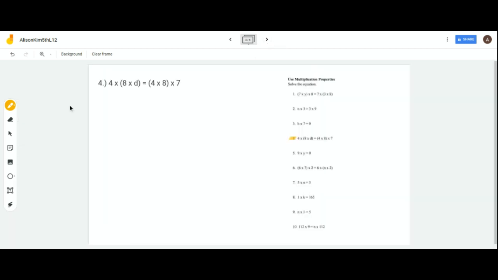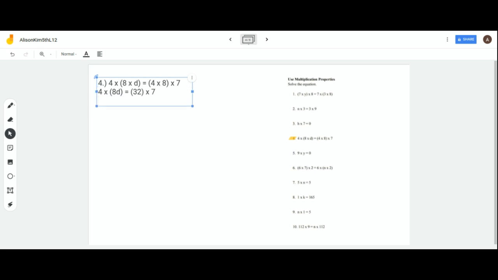Now let's move on to using multiplication properties. We're going to do number 4 together. I tried to choose a hard one for this, or a long one. So it wants us to solve the equation. Since we learned that PEMDAS is first, let's see PEMDAS, right? Okay. So we get 4 times, what's 8 times d? Just 8d, right? So we put 8d equals 4 times 8, 32, right? Let's put that in parentheses for you guys just in case. And then it's still times 7.